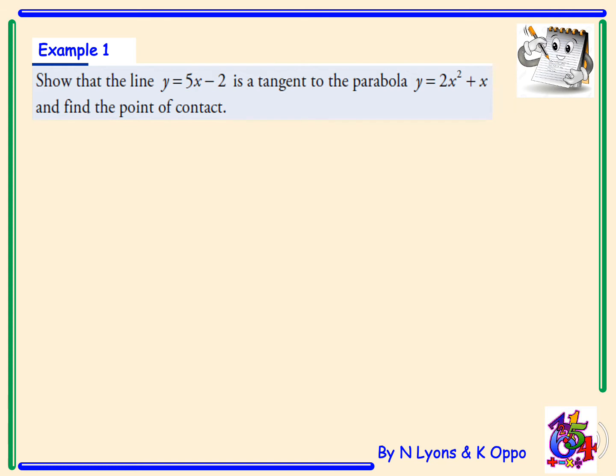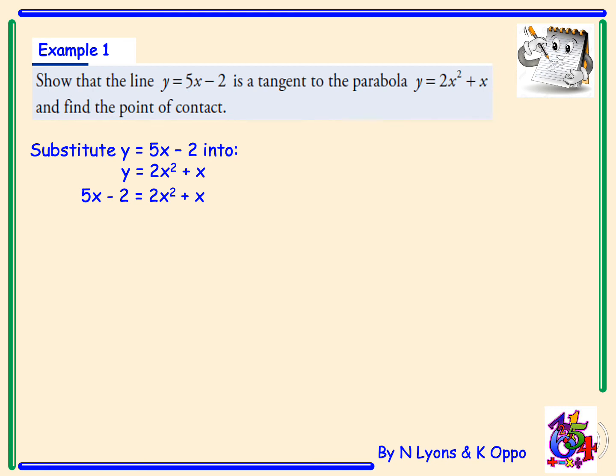Example 1. Show that the line y equals 5x minus 2 is a tangent to the parabola y equals 2x squared plus x and find the point of contact. So to prove that a line is a tangent, we should use the fact that the discriminant should be equal to 0 or that we have equal roots. So in order to investigate this, the first thing we're going to do is substitute y equals 5x minus 2 into y equals 2x squared plus x. So we're going to replace the y there on the left hand side with 5x minus 2.